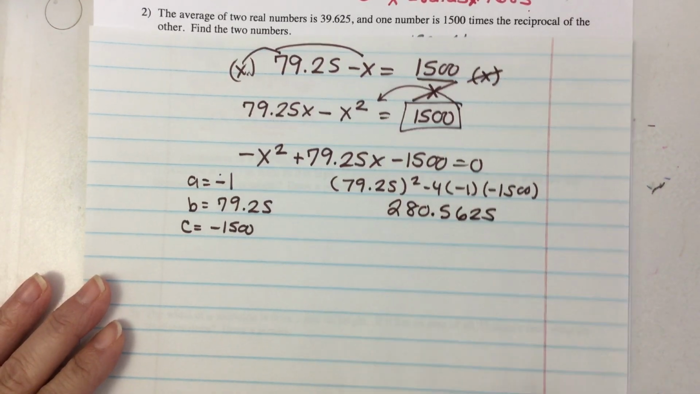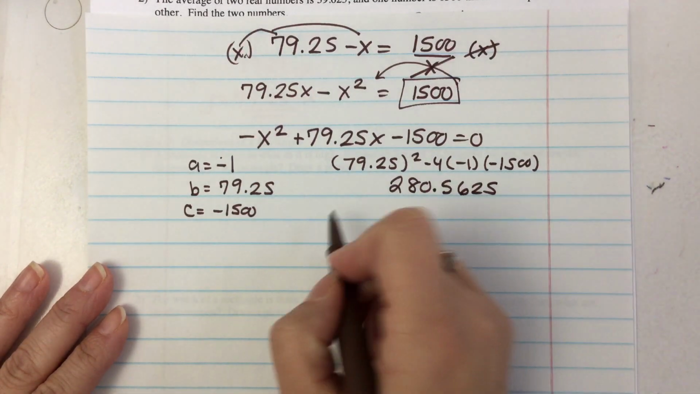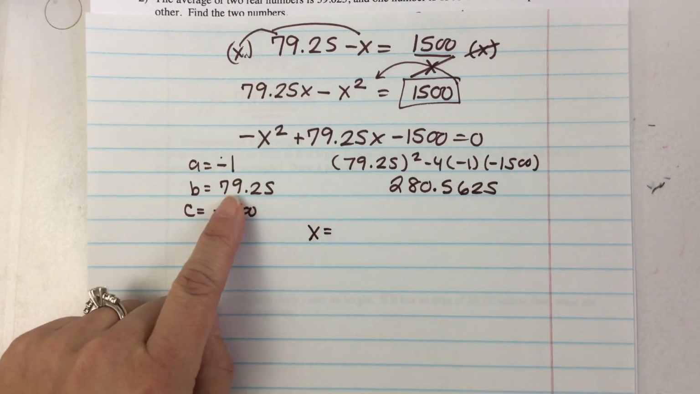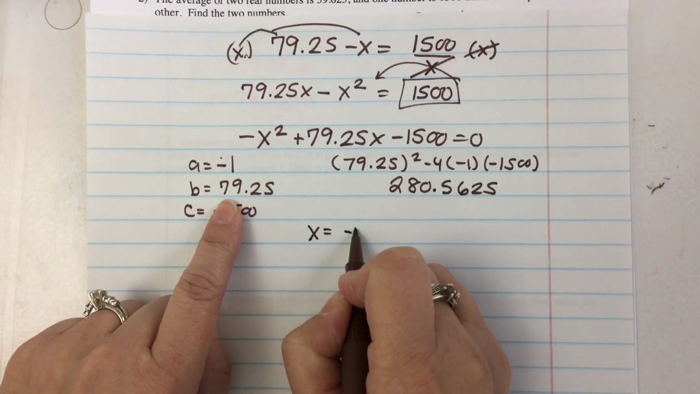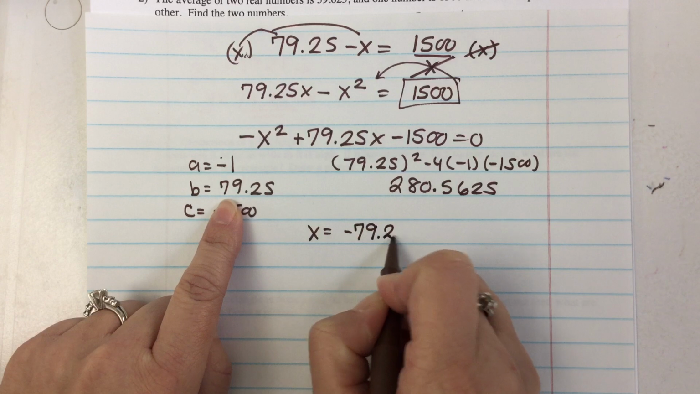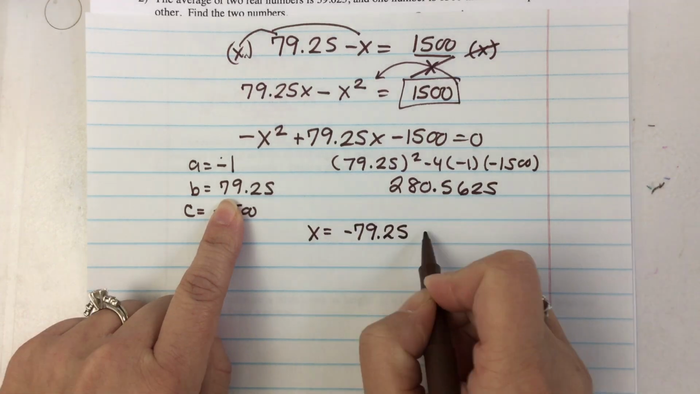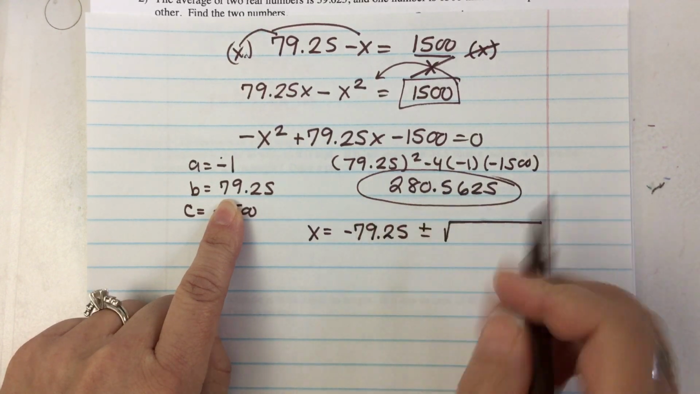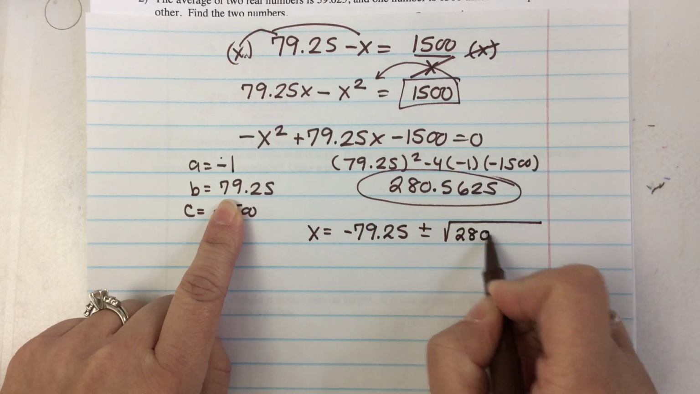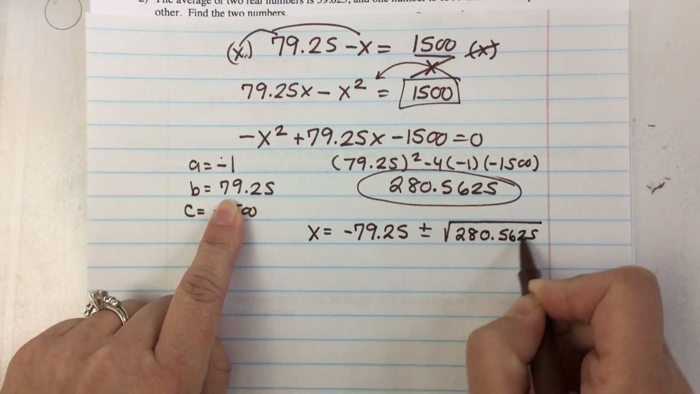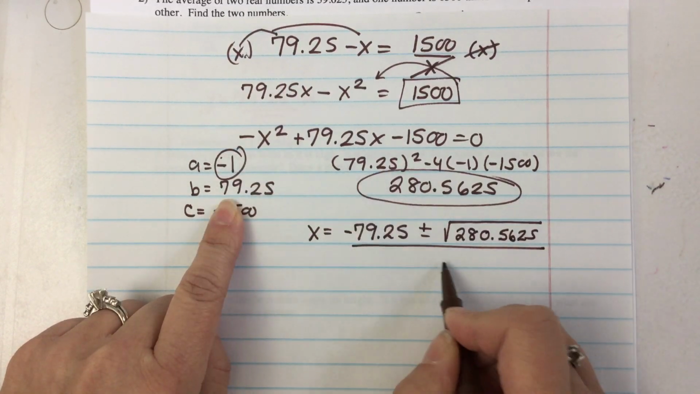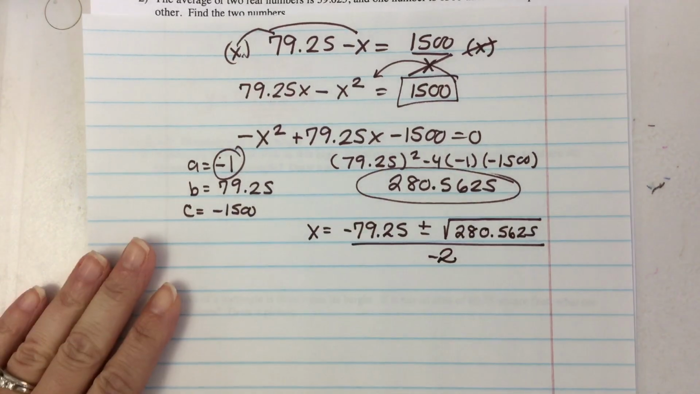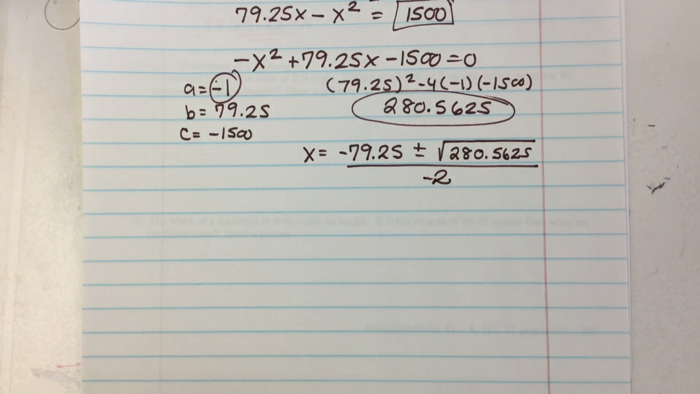That's the number that goes underneath the radical. It's called your discriminant. X equals negative b. B is a positive value, so it's negative in the quadratic formula. Negative 79.25 plus or minus the square root. This is b squared minus 4ac. That's the value that goes underneath the radical, all over 2 times a. A is a negative 1. 2 times negative 1 is negative 2.